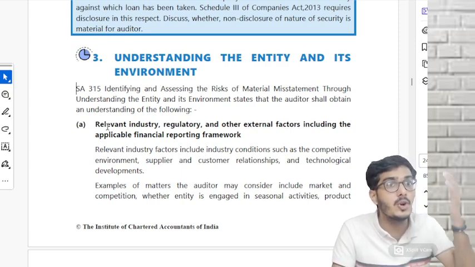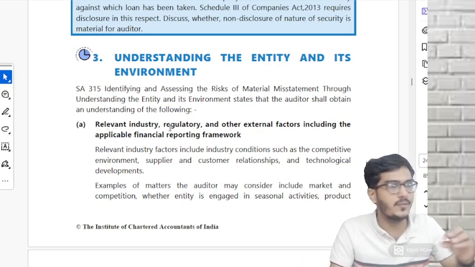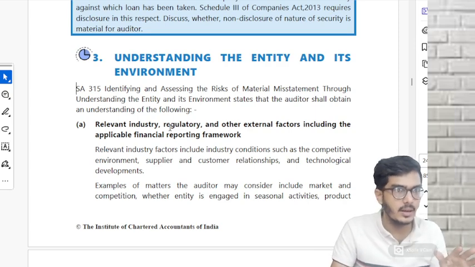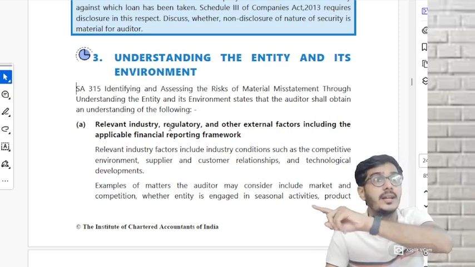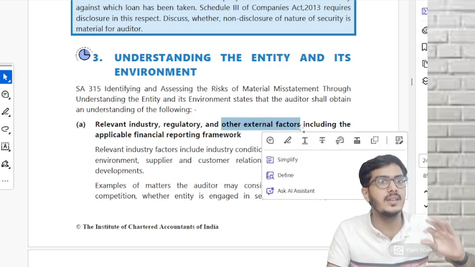So you have to have good knowledge about the automobile industry. Correct or not? Second one, regulatory. Who regulates? Now, if you're doing an audit of a bank, Companies Act is there, RBI Act is there, Banking Regulation Act is there. So you must have full knowledge of those regulatory acts also. Other external factors, anything which is outside the company.